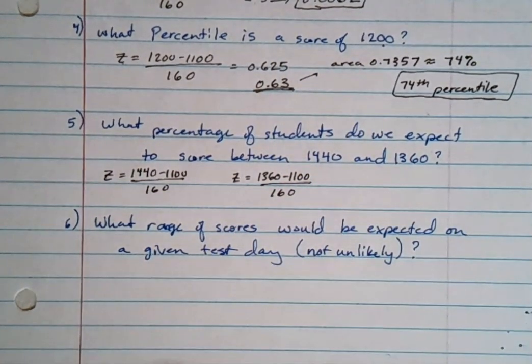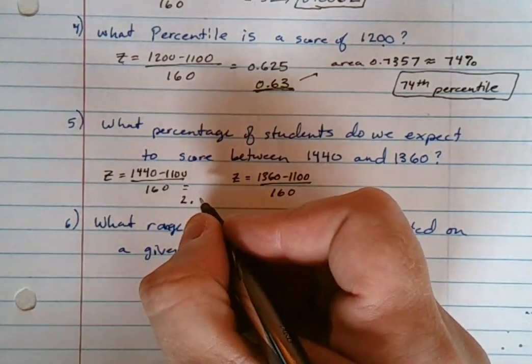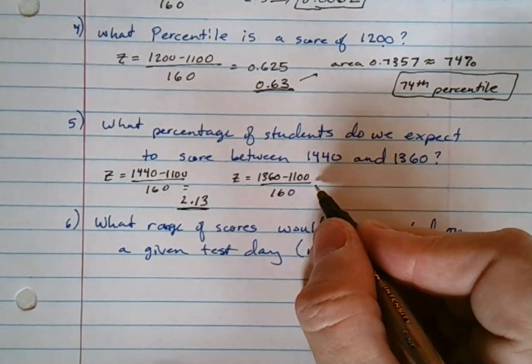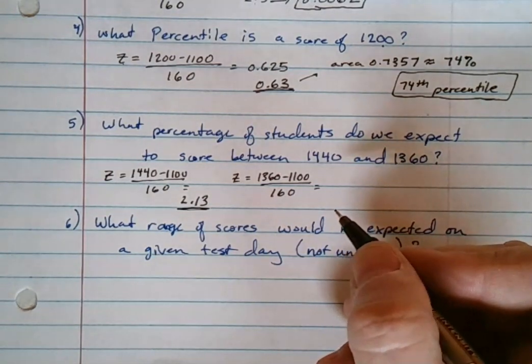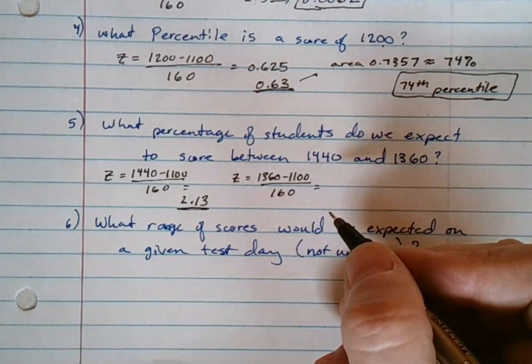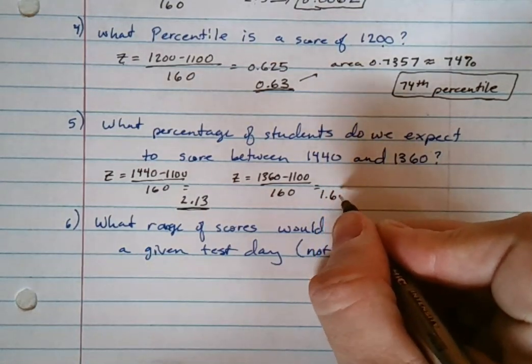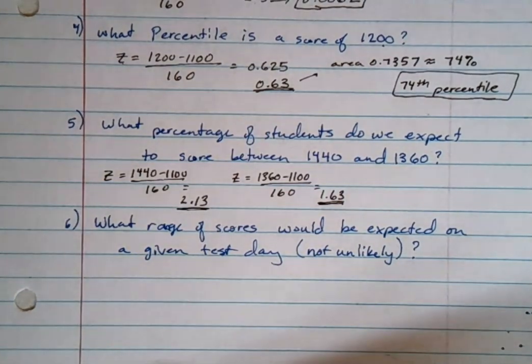So 1440 minus 1100 over 160 is a z-score of 2.13, rounded. And then for this one, 1360 minus 1100 divided by 160, I get 1.63. Okay, now what do I need to do? I need to find those areas.